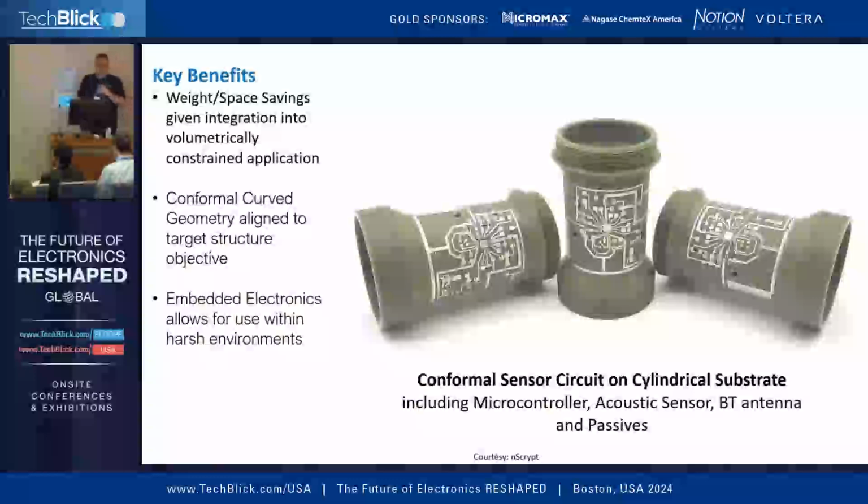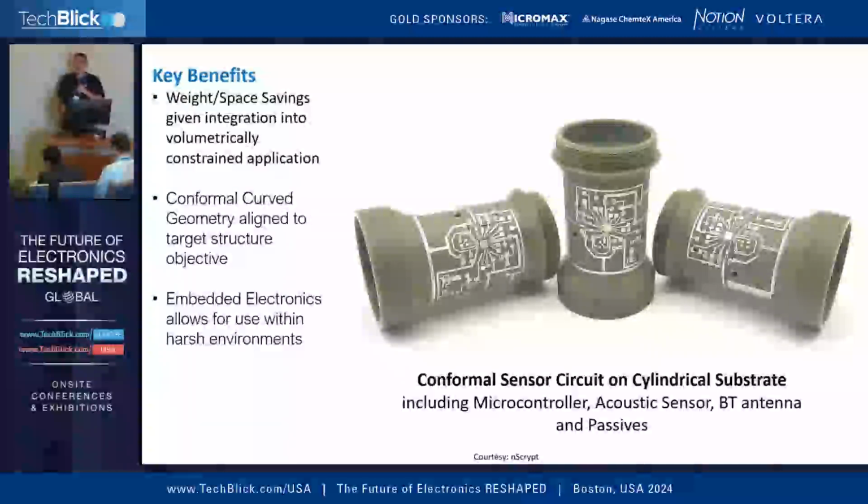Example number two, this is something that Nscript was working on. This is showing you the application of components, embedded electronics, and interconnects on a cylindrical structure. This is a specialized sensor application. And again, this is to give you a view of how you could work in really different types of shapes, different complex geometries, and so forth.